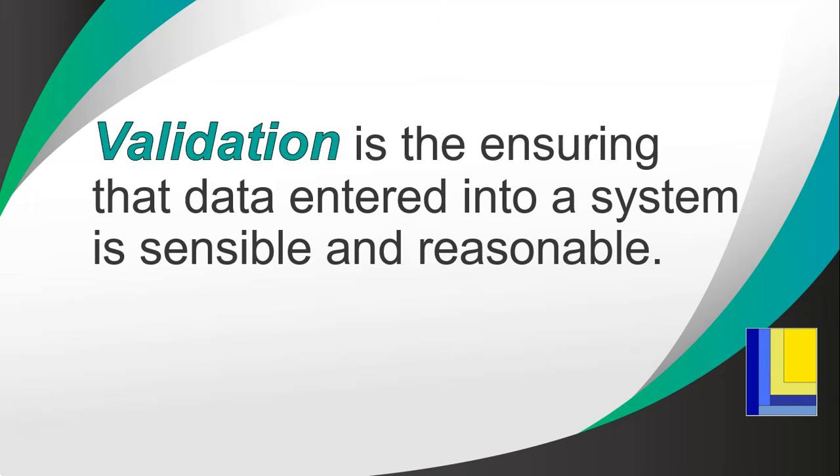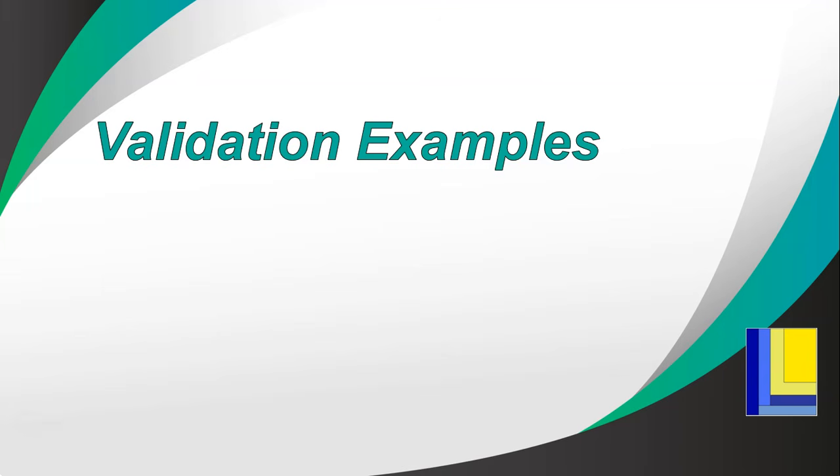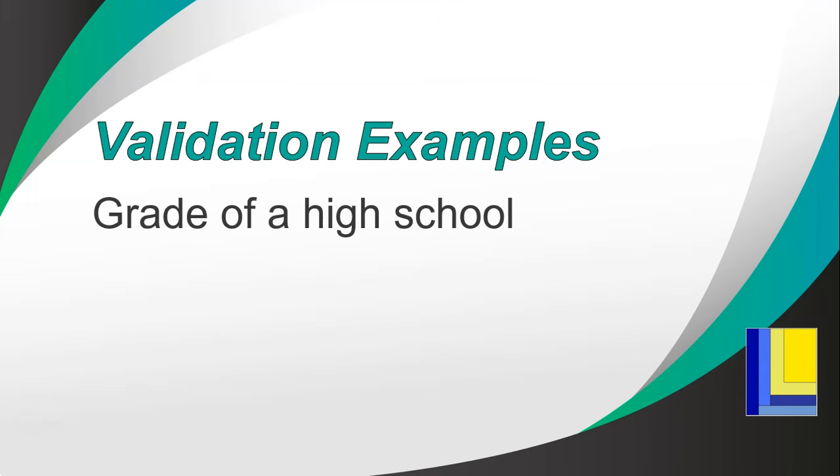So we really want to prevent that from happening. So what are the ways that we can do that? Well, here are a couple of examples of what I mean by validation. So let's say, for example, you're a grade of a high school. Well, we want them to enter in a number, but that number must only be between 8 and 12. We don't want them to put in a 13 because that's incorrect information. It's not valid information. So validation means making sure that the data that is inputted is sensible, that it is reasonable.